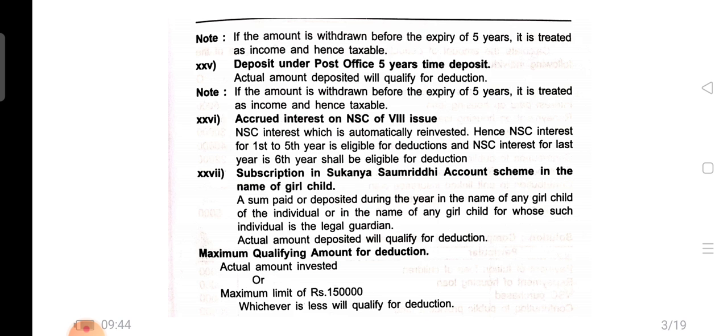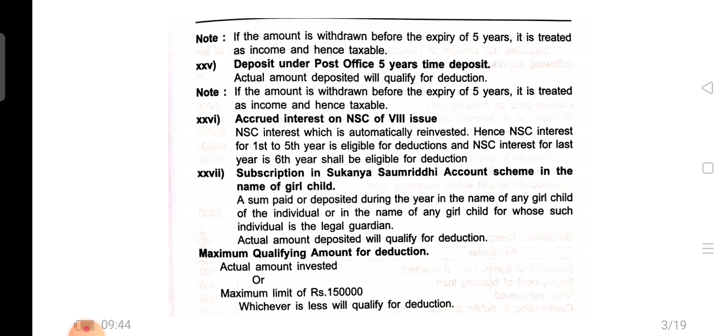So these are the things allowed as deduction under section 80C. Then similarly some more are there. Those are deposit amount, post office 5 years time deposit, accrued interest on NSC, if you get any accrued interest on your National Savings Certificate, subscription in Sukanya Samruddhi account scheme in the name of the girl child, right?